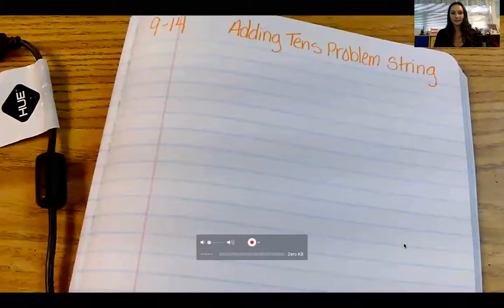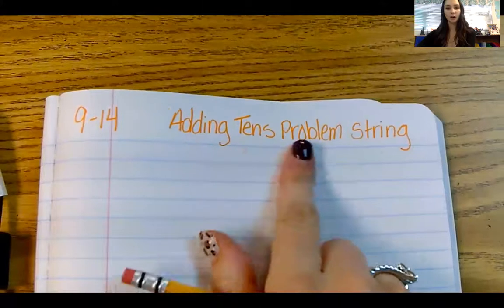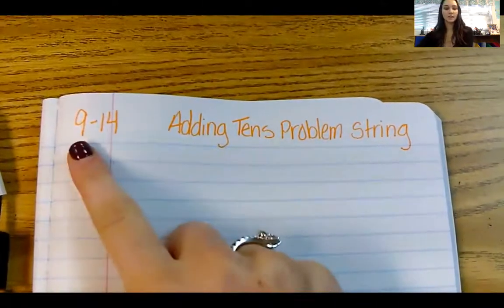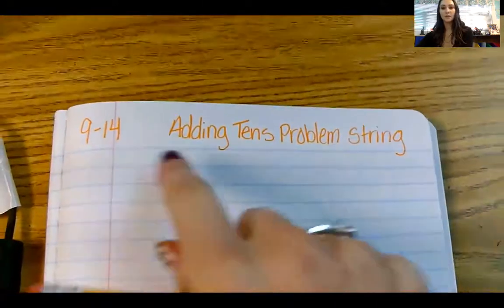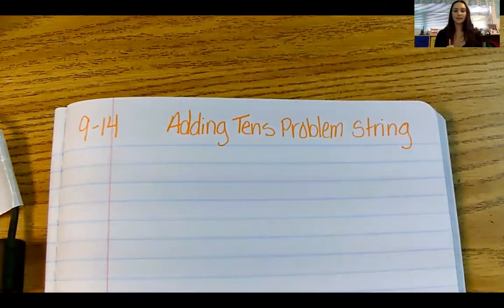So you need to get out your math journal and a pencil. So go ahead and do that, and when you are ready, then you can title your page at the top, Adding Tens Problem String, and then with the date, which is September 14th. Make sure that you are not skipping any pages and that you're going from front to back always. Okay? If you need to pause the video, you can.